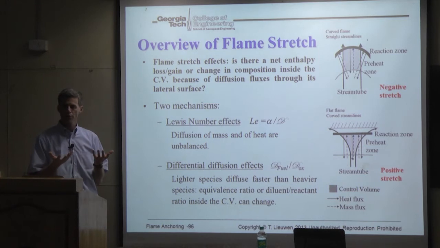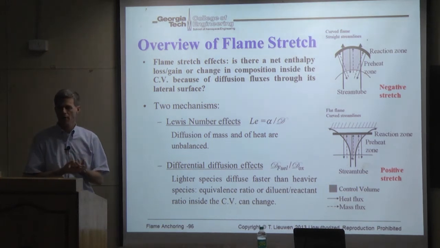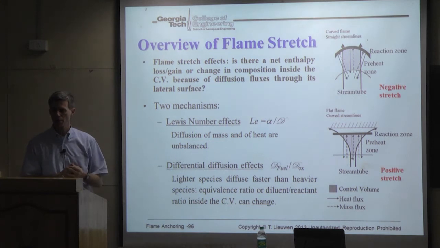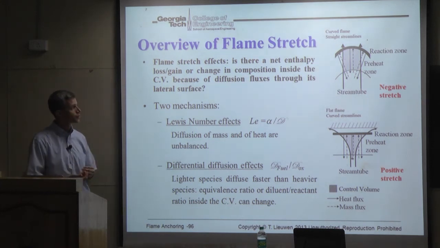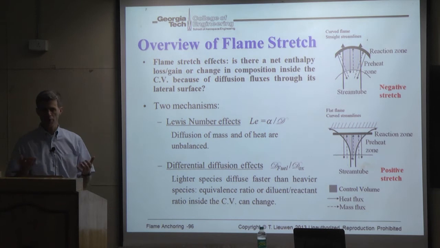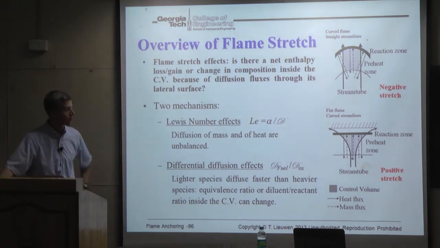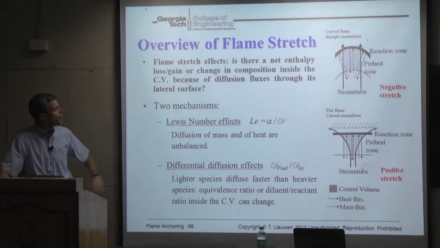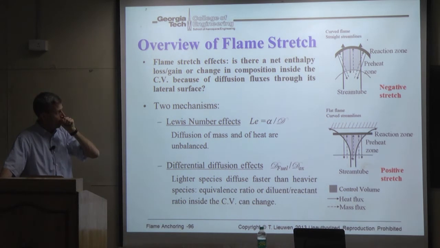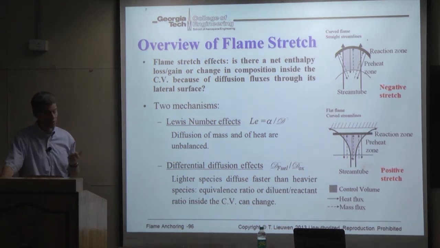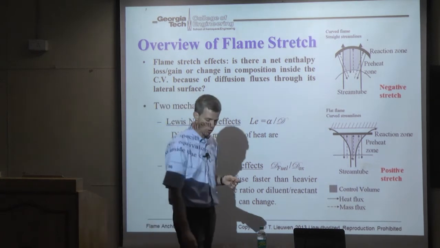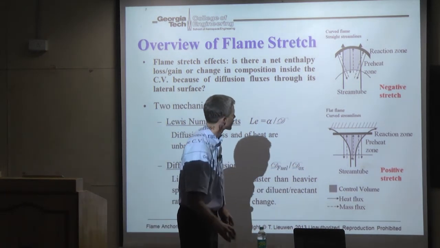And just from a global energy balance, the flame temperature is going to have to be lower than the adiabatic flame temperature. Whereas if I'm gaining more energy through those sidewalls, then again, from a global energy balance, you can actually have a super adiabatic temperature, where the flame temperature is higher than the adiabatic flame temperature. The other mechanism is if there's a change in composition inside of the control volume. I haven't talked about that yet, so let me just say a few things about that.